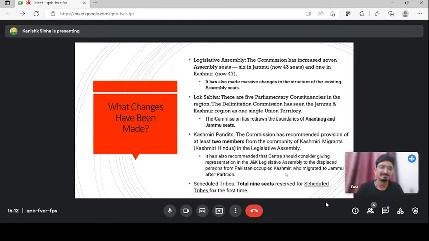So the number of seats has been increased to 43 and 47 respectively in Jammu and Kashmir. The whole of Jammu and Kashmir is considered as one union territory, and the commission has recommended that the central government should think of making a provision for 2 members from the Kashmiri migrants, that is the Kashmiri Pandits, and representation should be there for the displaced persons from Pakistan occupied Kashmir. And another thing is that a total of 9 seats will be reserved for scheduled tribes, which has happened for the first time in the history of Jammu Kashmir.